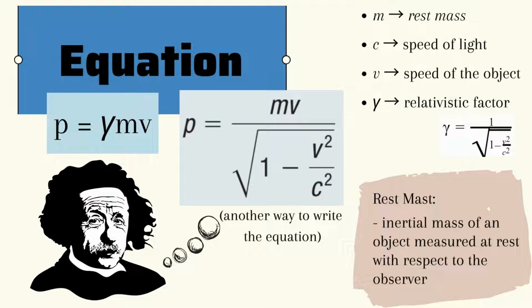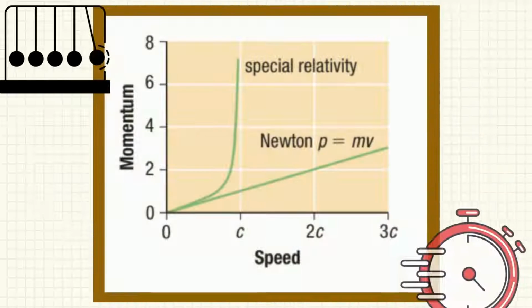Rest mass is the inertial mass of an object measured at rest with respect to the observer. In special relativity, this value is invariant, meaning that it does not change as speed changes. It is important that rest mass is used to calculate relativistic momentum because an object that travels near the speed of light will have a different measured mass.